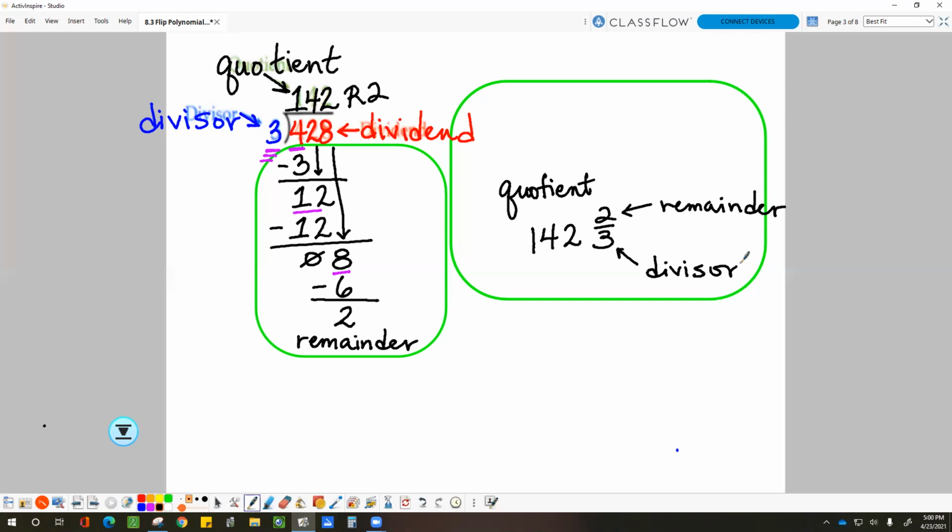Okay. Also, whenever I have a remainder other than 0, that means that it didn't divide and get a whole number. So therefore, I could also say 3 is not a factor of 428. So if I did factor trees for 428, 3 would not be a factor, is what I'm saying there.